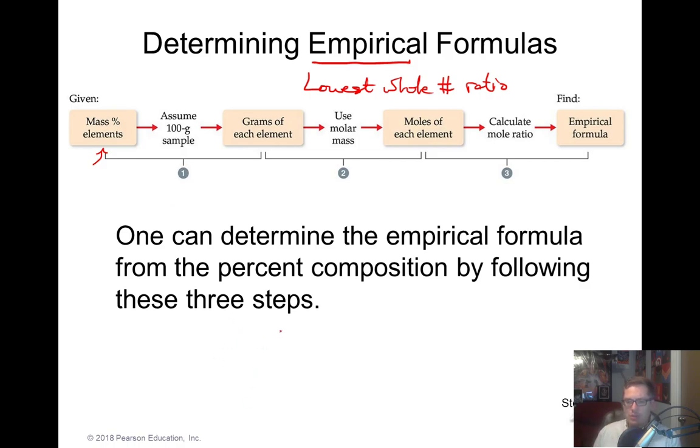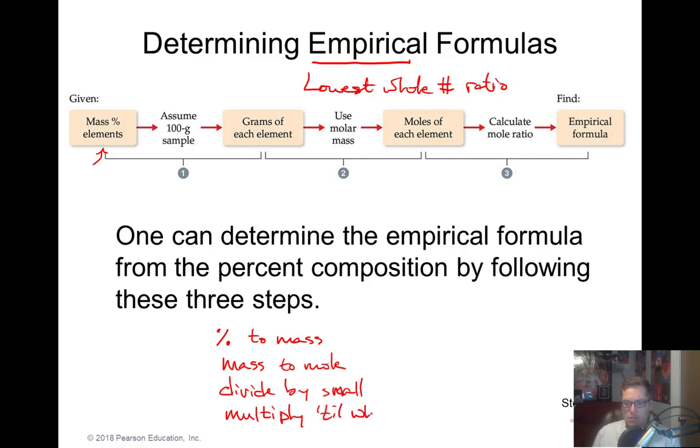Now there's a cool poem that you can memorize to help you out with these things. All right. So here, this is what you should be memorizing. You ready? Percent to mass, mass to mole, divide by small m, and then multiply till whole. Okay, percent to mass, mass to mole, divide by small, multiply till whole. Okay, so that walks you through the steps that you need to do.